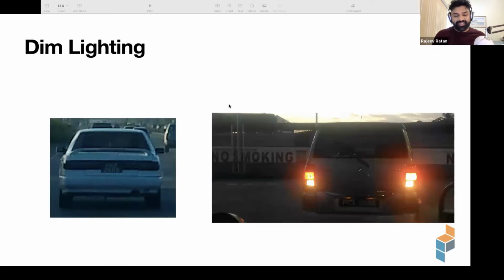Dim lighting is another issue too. At dusk, before people turn on their park lights, it's probably going to be a bit dark and hard to read even with the naked eye.